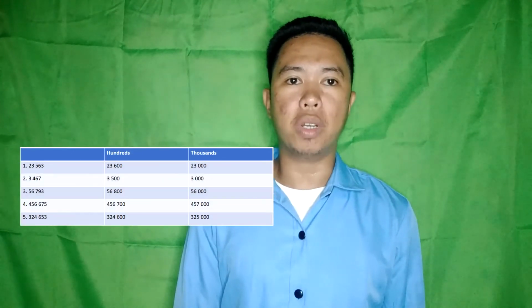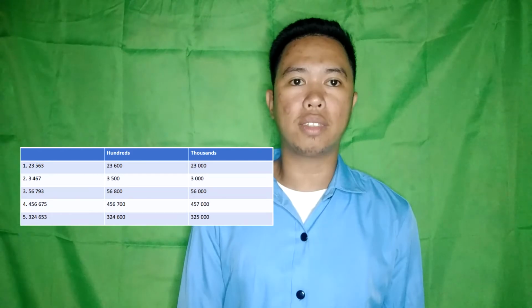Next is hundreds place, thousands place, and 10,000s place. Then to the left, the decimal point first value is ones, next is tens, and so on. Before we go on with our topic for today, let's review first on what will happen to the numbers in rounding off. You round off these numbers to the nearest hundreds and thousands.